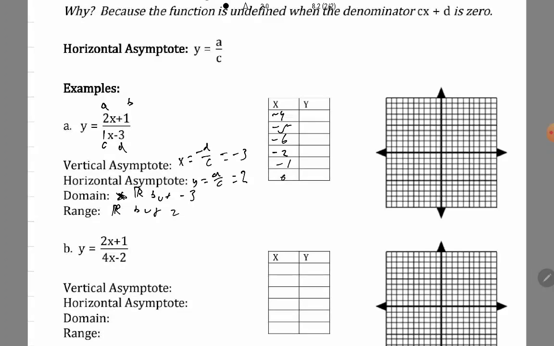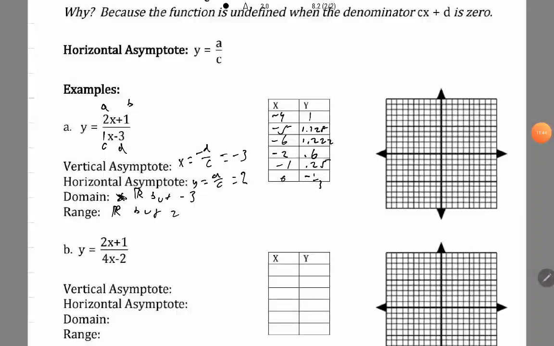So let's see how that goes. So if I plug in negative 4, I get 1. Okay, if I plug in negative 5, I'll get 1.125, negative 6, 1.22, and then negative 2, 6, negative 1, 2.5, 0, negative 1/3. And I'll get, so always start off with a vertical asymptote and horizontal asymptote. So vertical asymptote is at x equals negative 3.